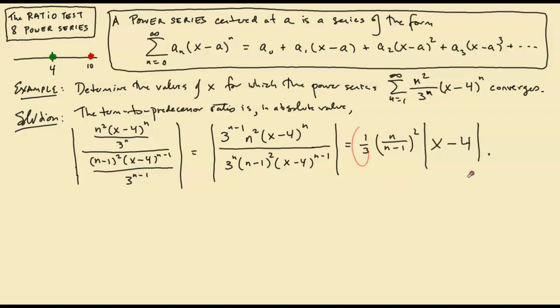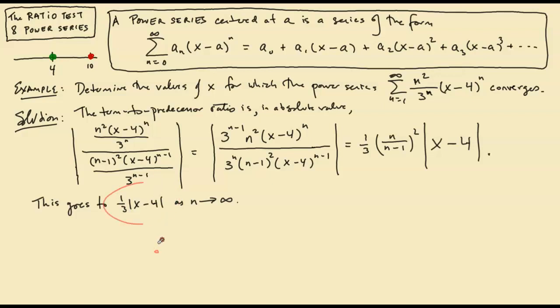Well, the third just sits there. The x minus 4 in absolute value just sits there. The only place n shows up is in this factor. And as n goes to infinity, this fraction goes to 1, which means this whole factor goes to 1. So let me write that down. This goes to 1/3 absolute value of x minus 4 as n goes to infinity. Unlike those previous cases where we used the ratio test, this was not just a single numerical series, so we don't end up with just a number, 2/3 or 7 or whatever here.